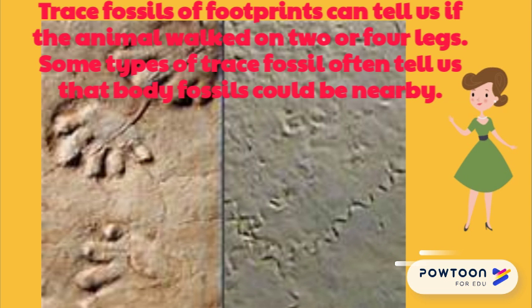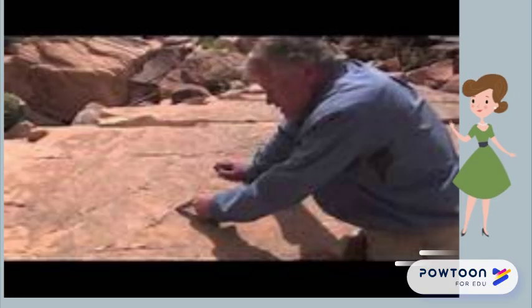For example, fossil droppings can tell us what the animal ate. Trace fossils of footprints can tell us if the animal walked on 2 or 4 legs. Some types of trace fossils often tell us that the body fossils could be nearby.